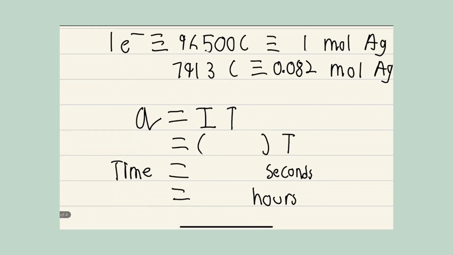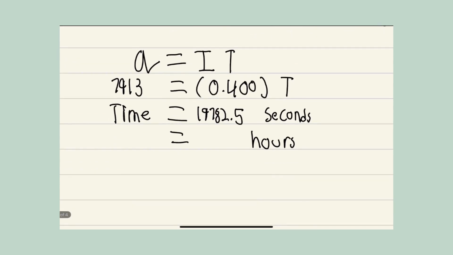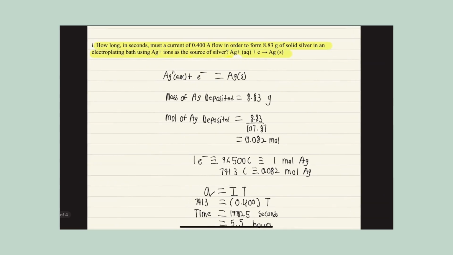Based on this equation, we can put Q equals IT. So we're just filling in the information, which is Q in this case is 7913, and the amount of current that flows through is 0.4. Now we just move things around, and you'll get 19782.5 seconds, which if we convert it to hours, you will get somewhere around 5.5 hours. So that's for our first question, guys.